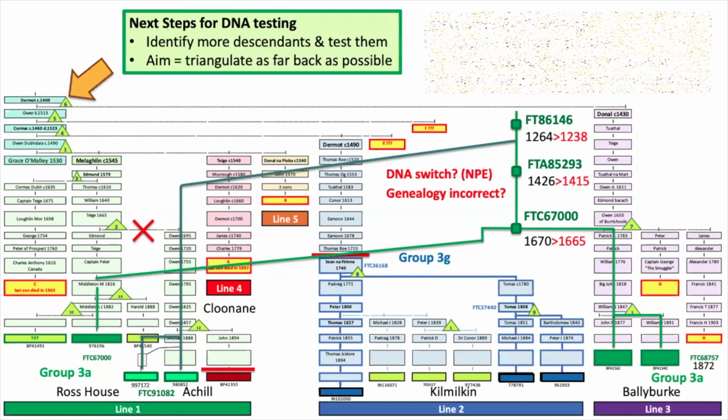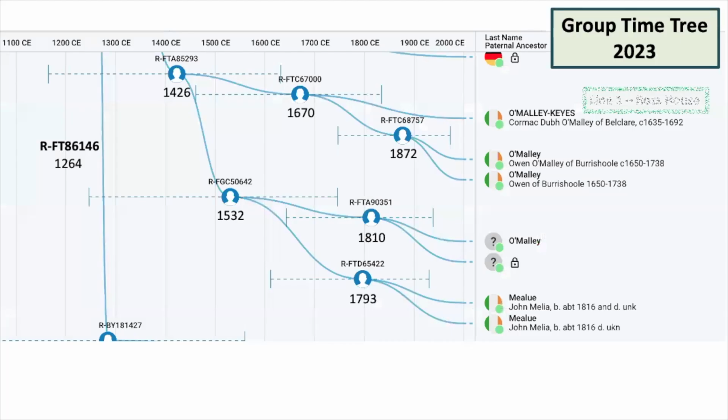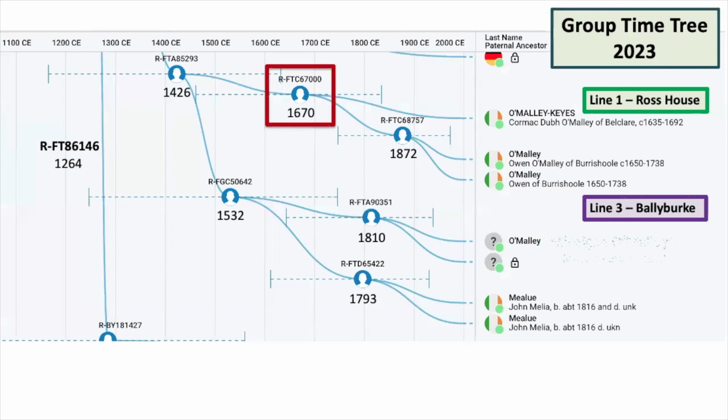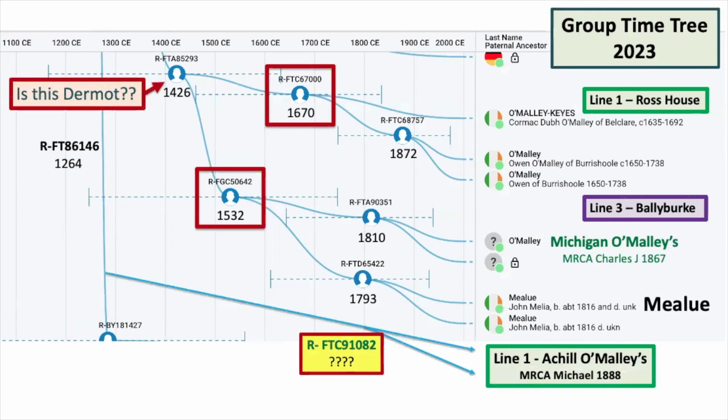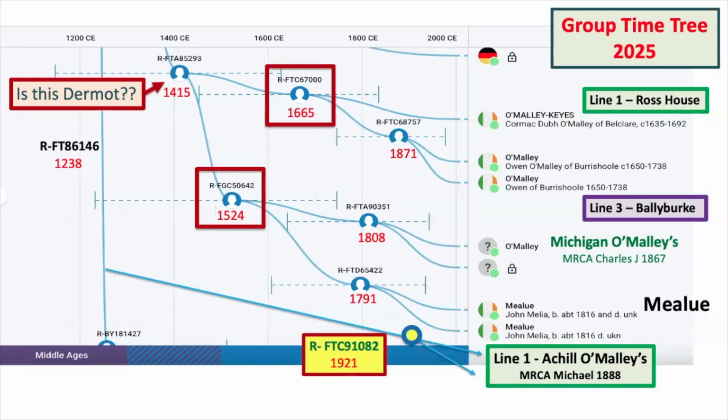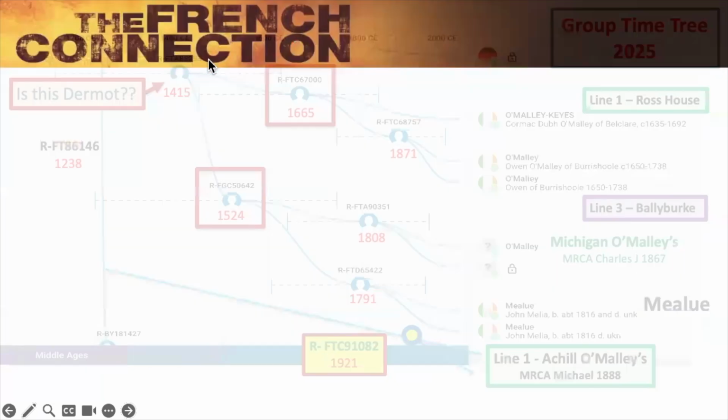That's the only change. And let me go to the group time tree. This was 2023, and this is what it looked like then. It looks exactly the same except for the dates. If you look at the dates, I'm going to change them to red dates to indicate the change. Again, very slight changes. We still are thinking that Dermot, who is Grace's great-grandfather, probably carried this DNA signature up here, FTA 85293.